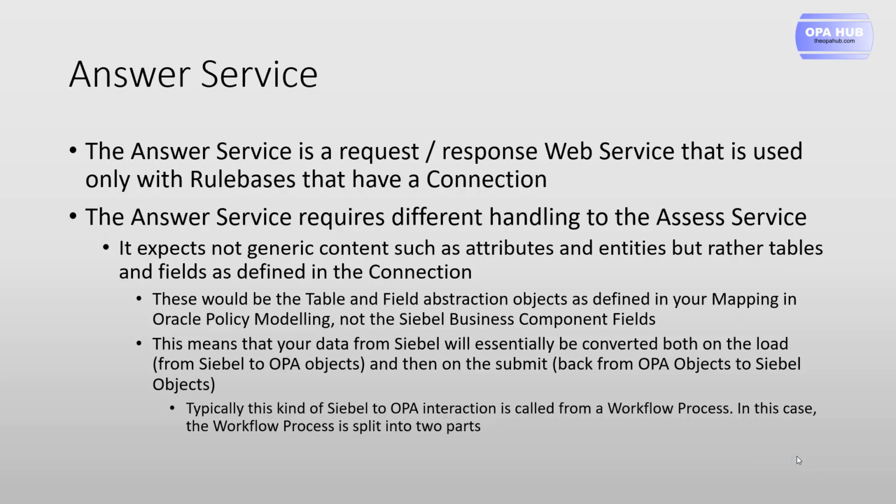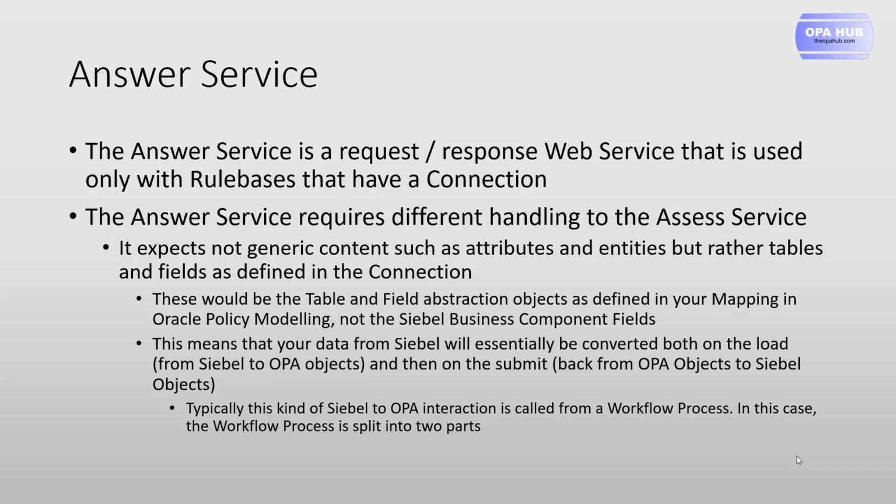Moving on, what about the answer service? Now, the answer service is another request response mechanism, so it's typical SOAP XML. It's slightly different. It's based around the idea that it should only be used if your project in OPA has a connection. And there's the clue. So if you have a connection to Siebel, you could use this answer service, request and response, to test drive what's going to happen when you start connecting to Siebel.